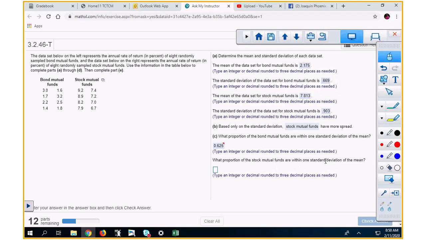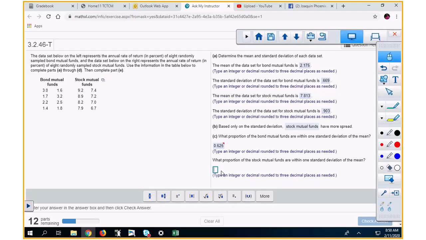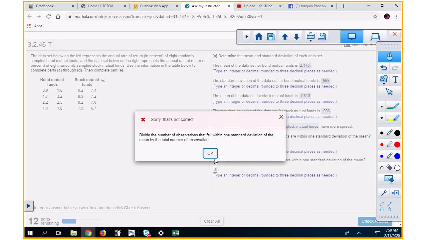What proportion of stocks are within one standard deviation of the mean? That's the other group. I'm not going to do that one. That's what they're asking there. So you have to change it to a z-score.